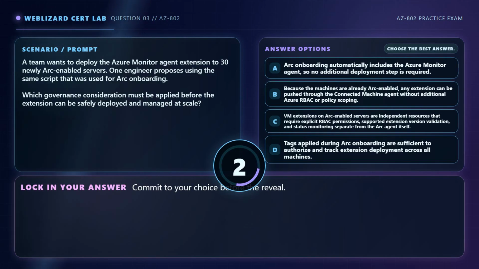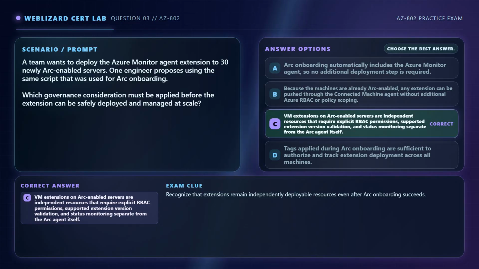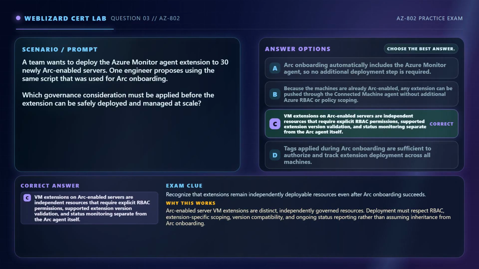The correct answer is C. VM extensions on Arc-enabled servers are independent resources that require explicit RBAC permissions, supported extension version validation, and status monitoring, separate from the Arc agent itself. Arc-enabled server VM extensions are distinct, independently governed resources.